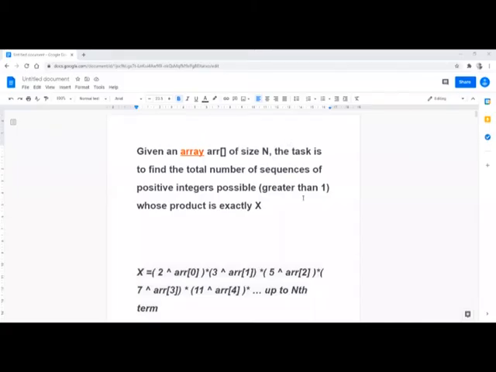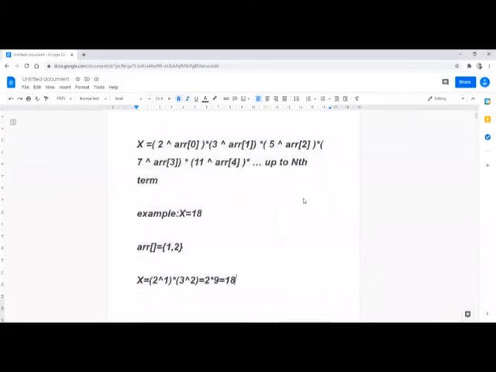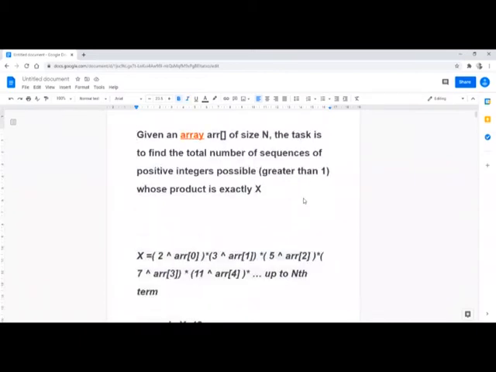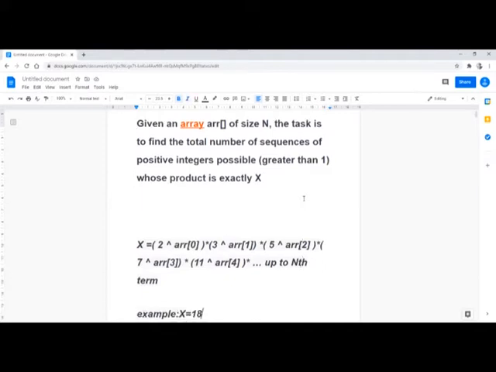So hey guys, today we are going to discuss the following problem: given an array ARR of size n, the task is to find the total number of sequences of positive integers, each greater than 1, whose product is exactly x.